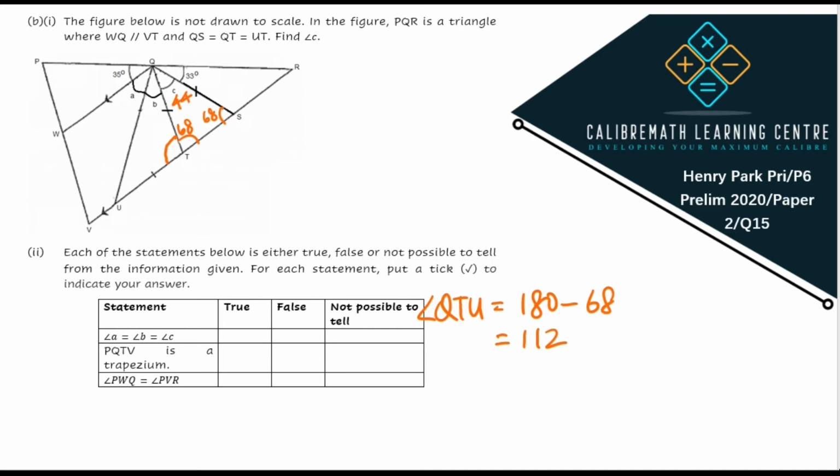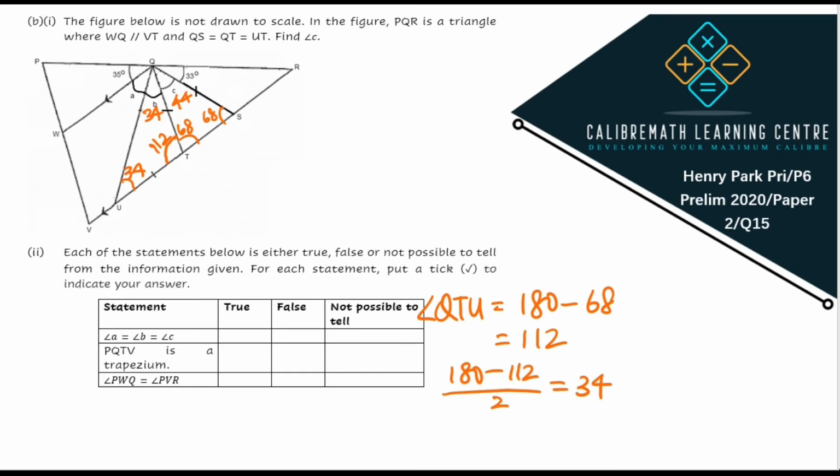And so this is 112 degrees. Now note that triangle QTU is also another isosceles triangle because it has two equal sides. So we can solve for this angle B and D by using 180 minus 112 and then dividing them by 2 to get 34 degrees. So angle B is 34 and angle D is also 34 degrees.